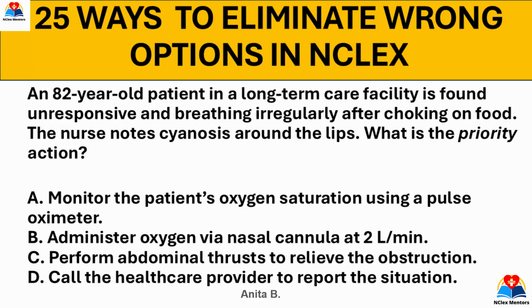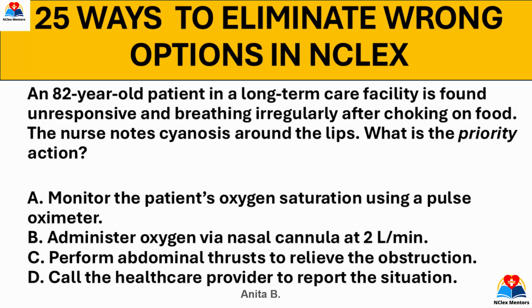An 82-year-old patient in a long-term care facility is found unresponsive and breathing irregularly after choking on food. The nurse notes cyanosis around the lips. What is the priority action? The options given to you on the screen are: Option A, monitor the patient's oxygen saturation using a pulse oximeter. Option B, administer oxygen via nasal cannula at 2 liters per minute. Option C, perform abdominal thrusts to relieve the obstruction. Option D, call the healthcare provider to report the situation.